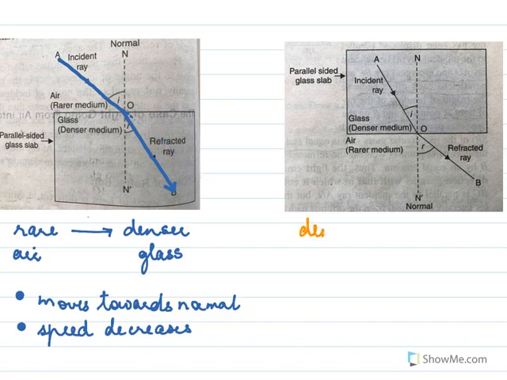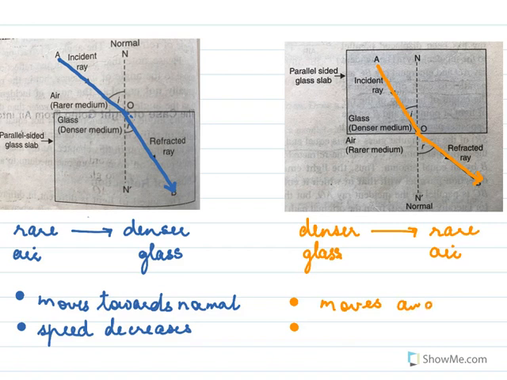The second case, the light is moving from denser to a rarer medium, like from glass, which is dense, to air, which is rarer. So here in this picture we can see it is in glass, and then now it should have gone straight down like this, but it is moving away from the normal. So when light travels to a rarer medium, two things happen. It moves away from the normal, and the speed increases.